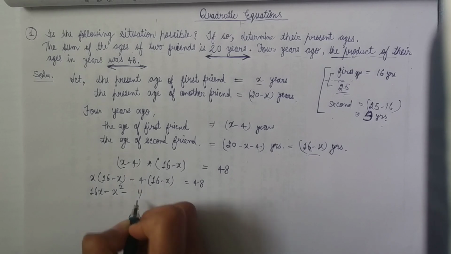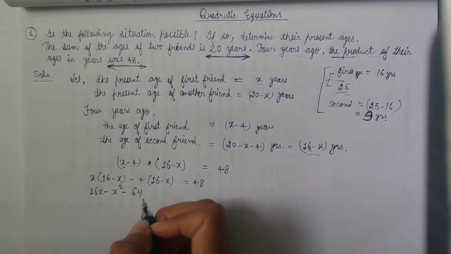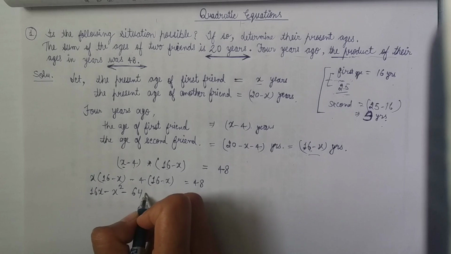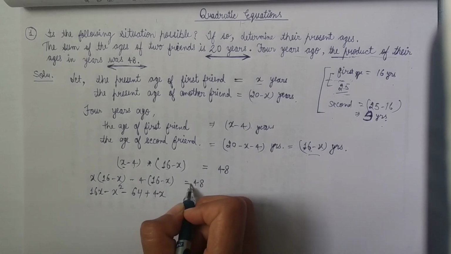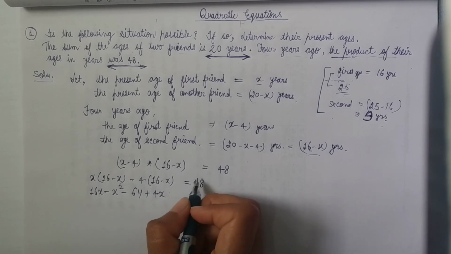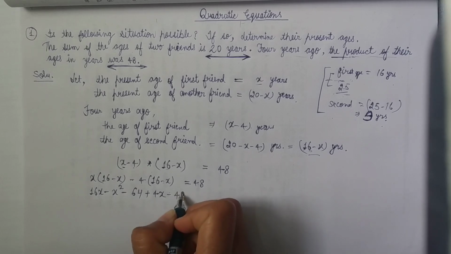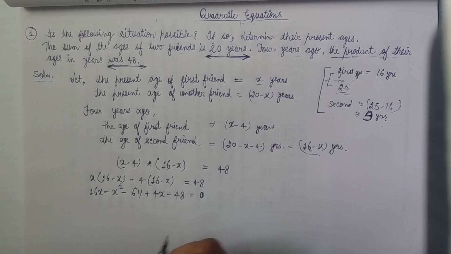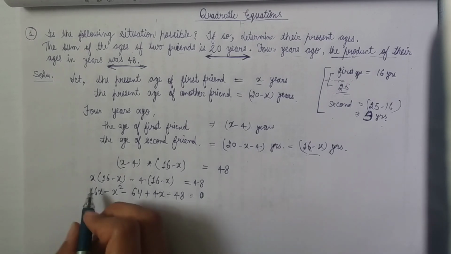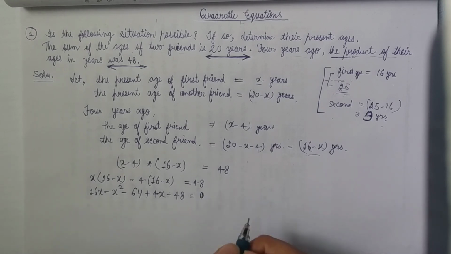will be 64, and minus minus will be plus. 4 into x will be 4x, and this will be minus, as this is taken from right to left side. So minus 48, and here what will be left out? Only 0. Nothing will be left out. Okay? So that's why we write here 0.